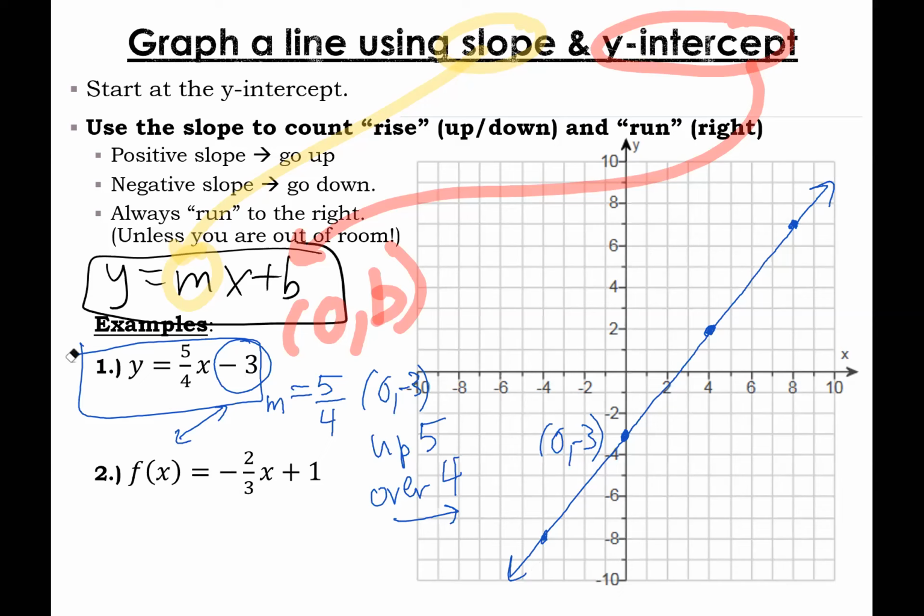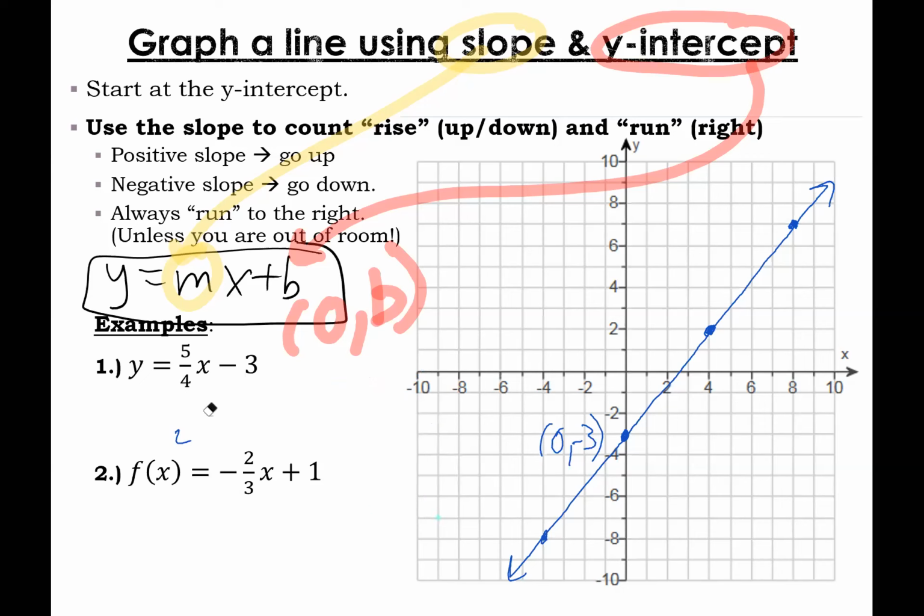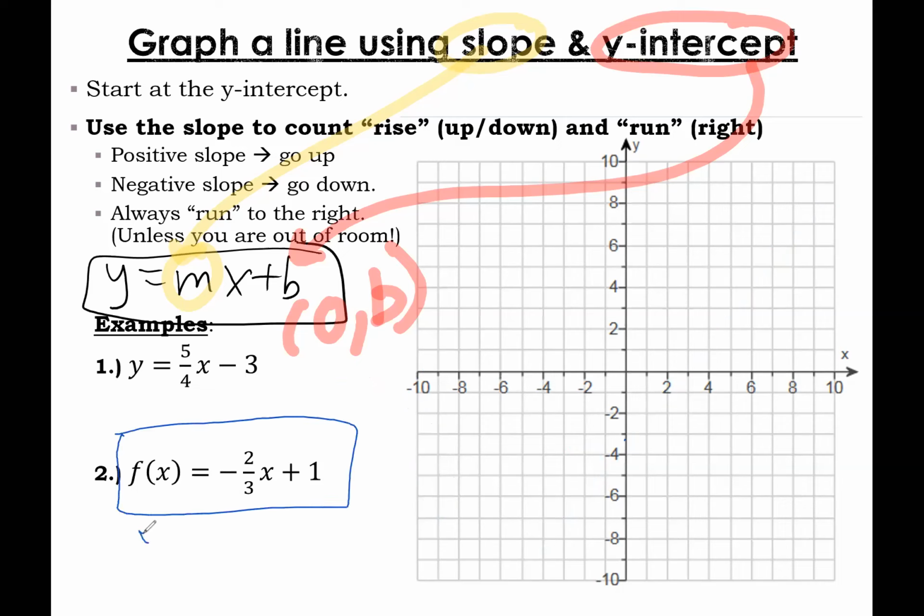I'll just erase. All right, making some room because it's just going to get messy. I mean, I could use different colors, but even so. So take a look at number 2. Notice again, there's that f of x. We've seen that many times. f of x is just y. So we'll look at number 2 now. Feel free to rewrite it. y equals, instead of f of x equals, it's the same thing as just y equals.